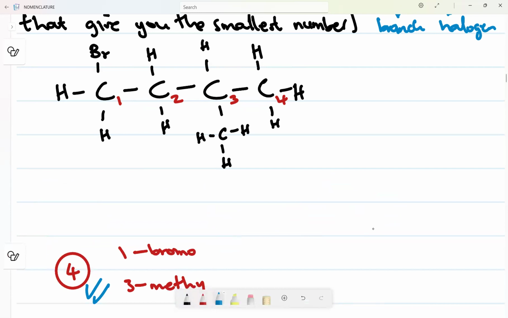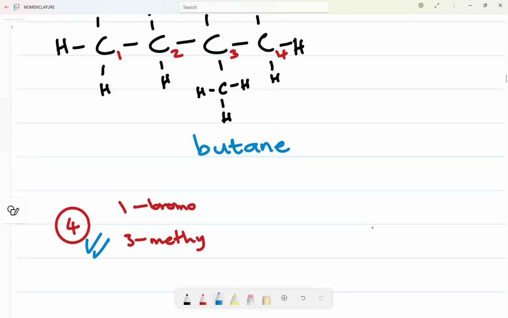When I try to name this, remember the longest chain is 1, 2, 3, 4. When you name an alkane, the longest chain is but-. You just say butane. You do not say but-1-something or but-2-something, because this is under alkane, and for alkane you just say butane, hexane, whatever. Now, what follows? On my longest chain, on carbon number 1, I met bromo. On carbon number 3, I met a methyl group or a branch.